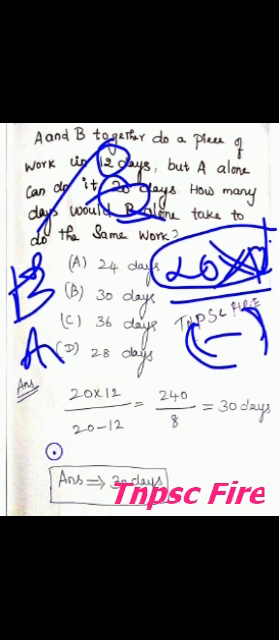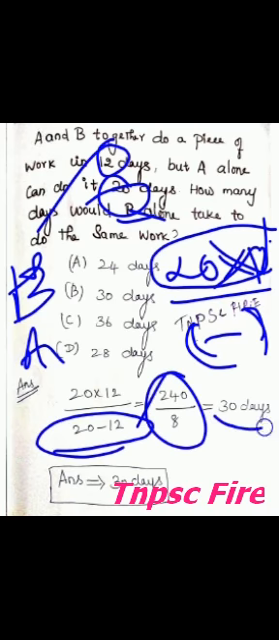You subtract 20 minus 12. If you simplify, you get 30 days. B alone takes 30 days to do the same work. This is the answer: 30 days. In the denominator you use a minus.